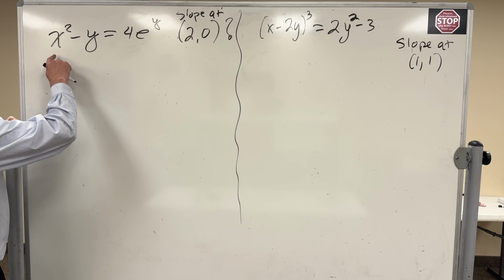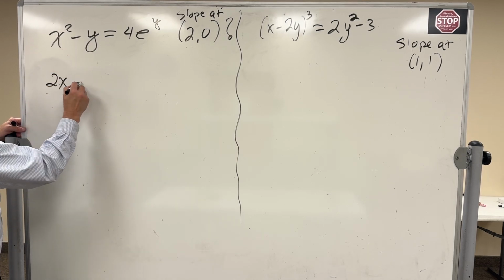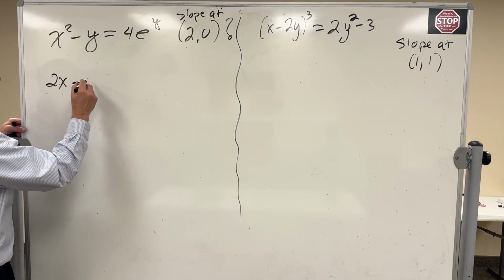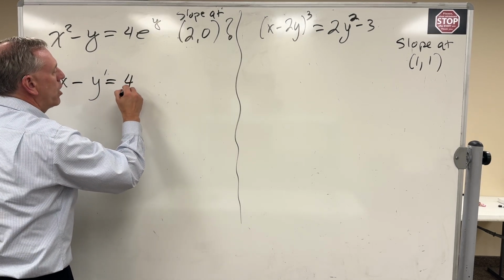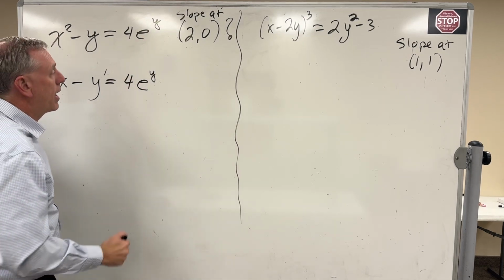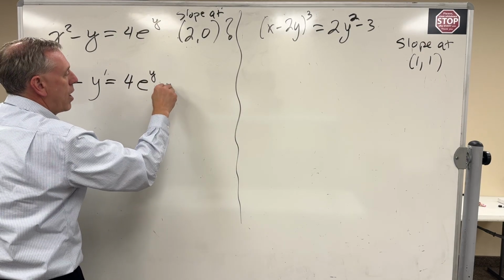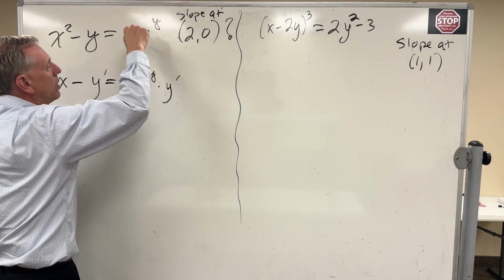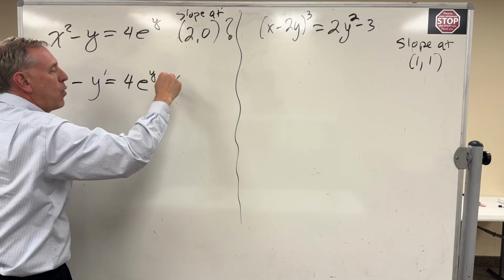When we do that, the derivative of x squared is 2x, minus the derivative of y, which is y prime, and that's equal to 4e to the y, because the derivative of e to the y is e to the y, times the derivative of the inside. The derivative of y is y prime. So the derivative of the whole thing is e to the y times the derivative of the inside, y prime.